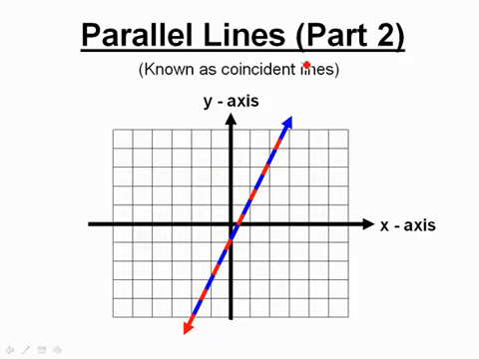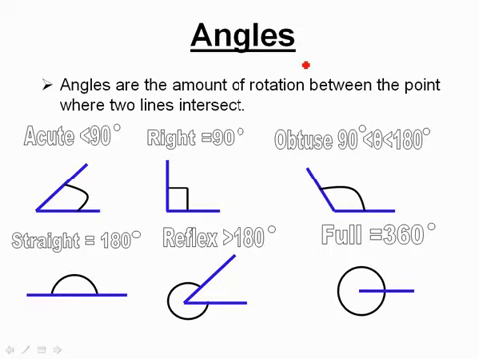Okay, so moving on. Angles. Angles are the amount of rotation between the point where two lines intersect. So essentially you have two lines that intersect, say these two lines, and you want the angle here. Then you're measuring essentially the amount of rotation between the two lines. So basically measuring the difference between the slopes. Yeah.